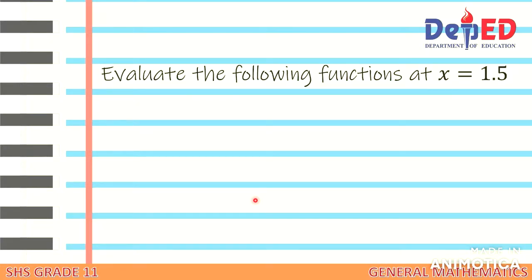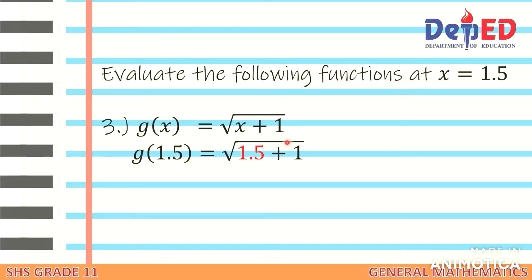Third example, the value of x now is 1.5, and the equation is g of x is equal to square root of x plus 1. Now let's evaluate this equation. The value of x is 1.5, so let's rewrite the equation into this one. We have now g of 1.5 is equal to square root of 1.5 plus 1. So we have now 1 plus 1.5 is equal to 2.5. So g of 1.5 is equal to square root of 5.